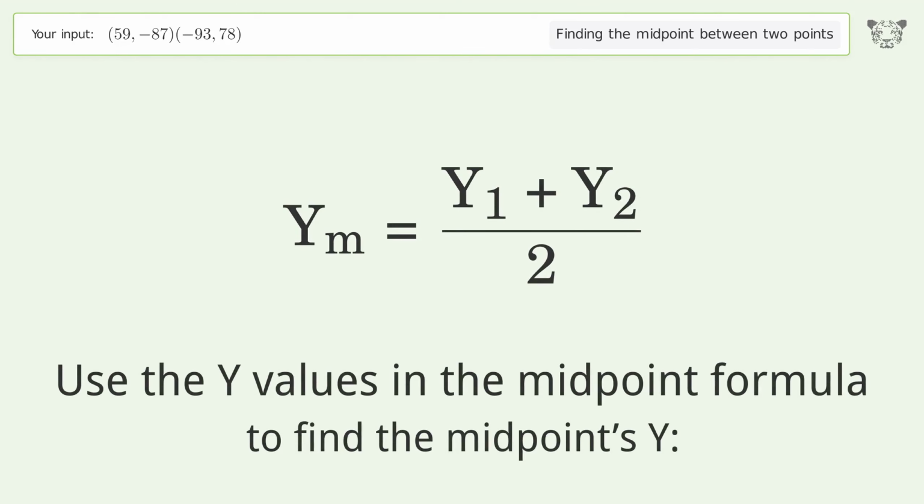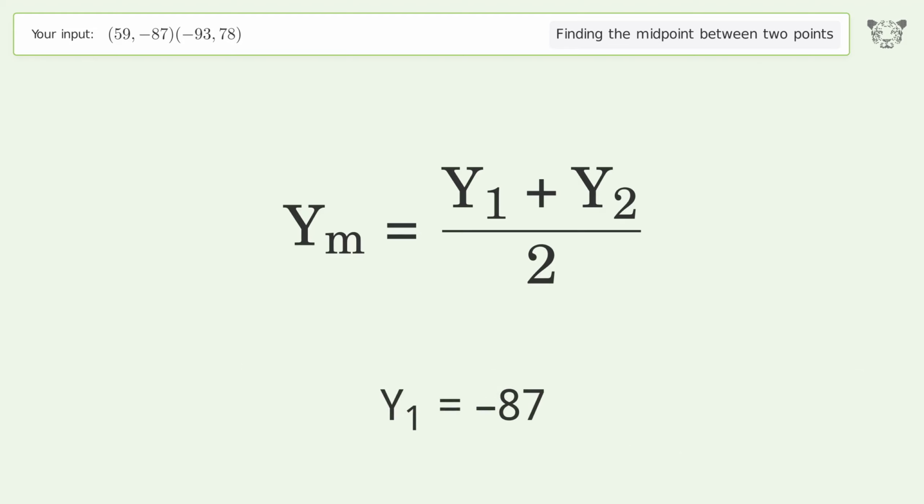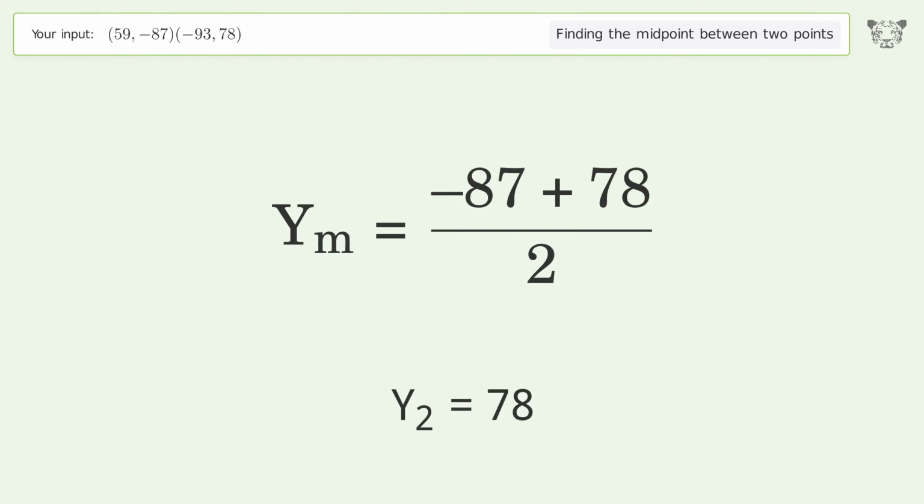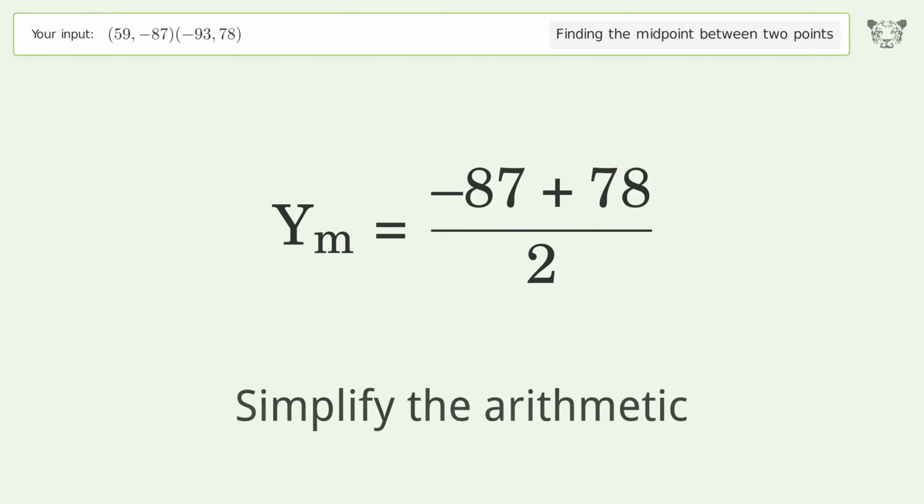Use the y values in the midpoint formula to find the midpoint's y. y1 equals -87. y2 equals 78. Simplify the arithmetic.